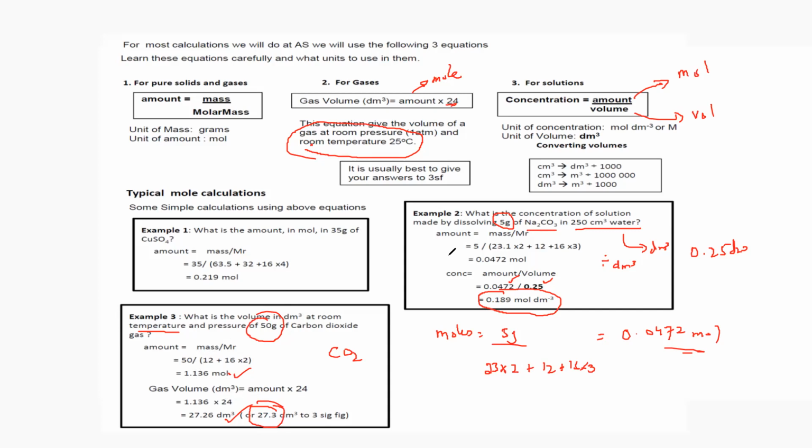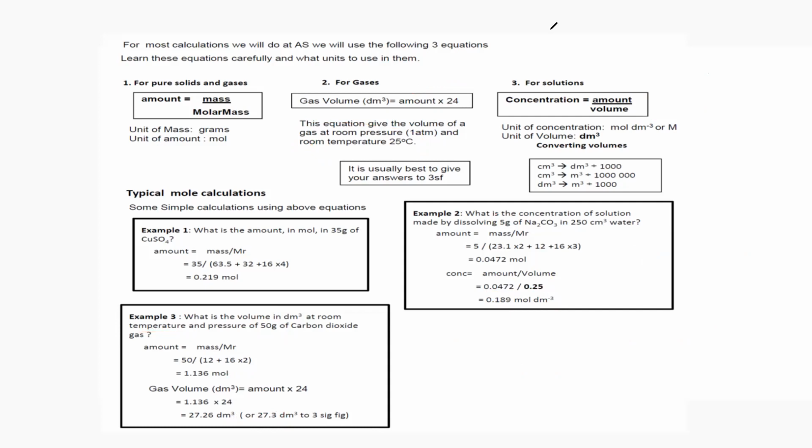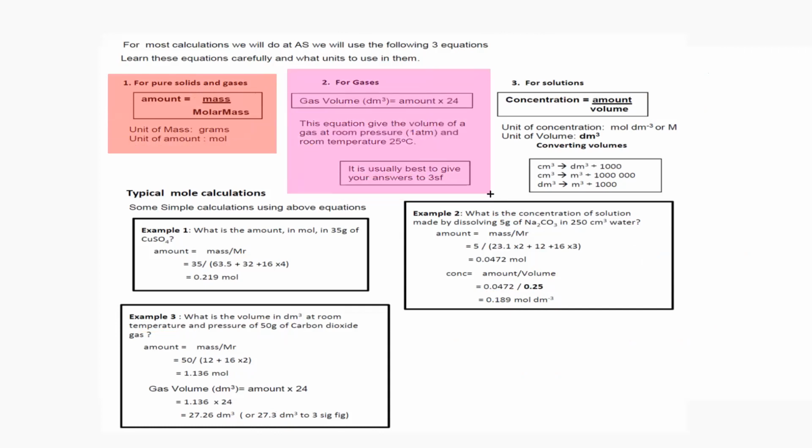So these are the three examples related to the formulas. Number one, moles equal mass in gram divided by molar mass, usually used for pure solids and gases. The second one, volume of a gas equals moles or amount multiplied by 24. And the third one, for solution, concentration is equal to moles or amount divided by volume, but the volume should be in decimeter cube.